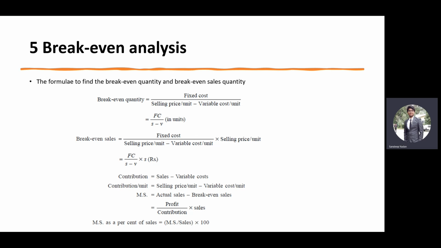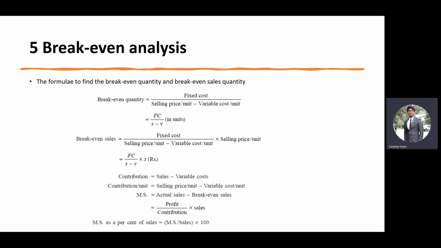We can also calculate the contribution. The contribution will be sales minus variable cost, and contribution per unit will be selling price per unit minus variable cost per unit. So this is a similar thing.